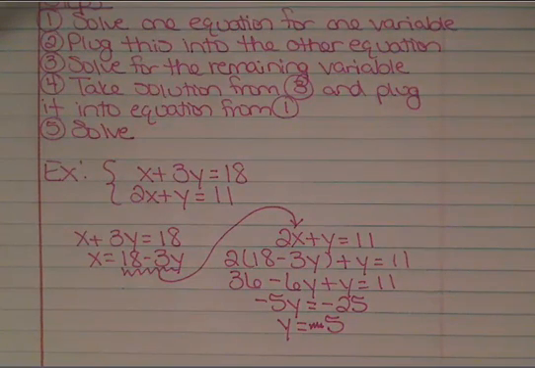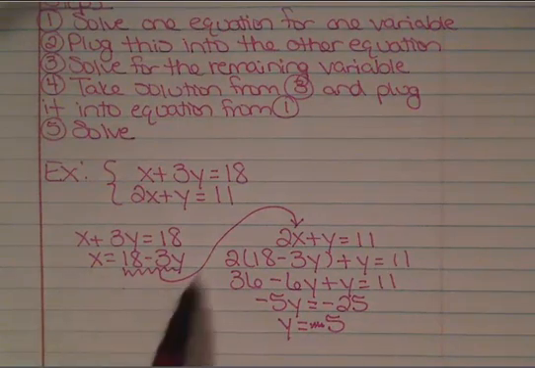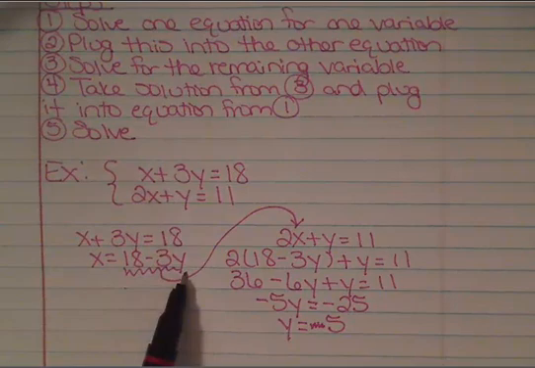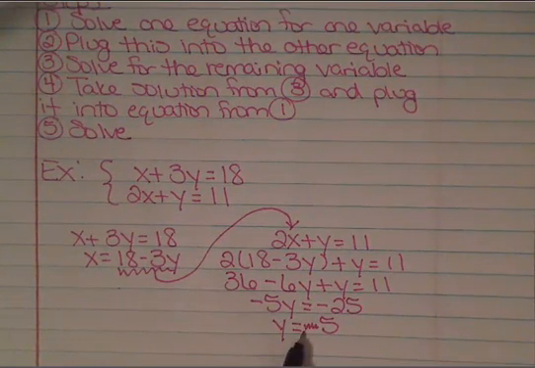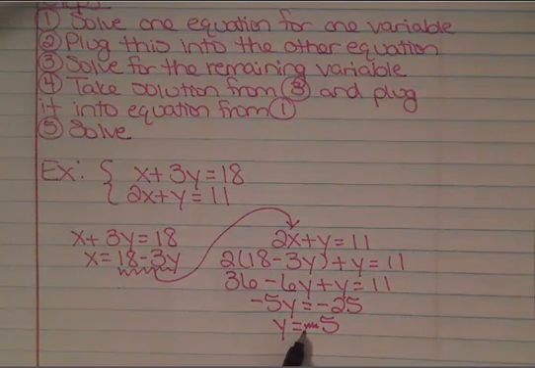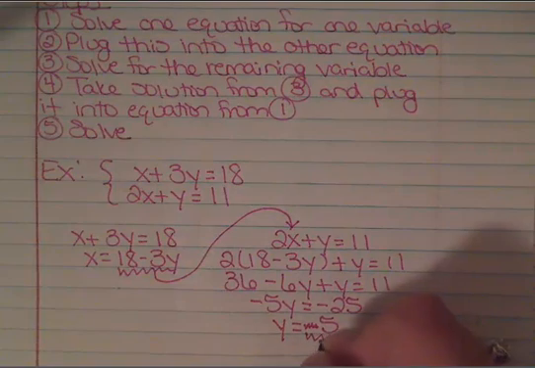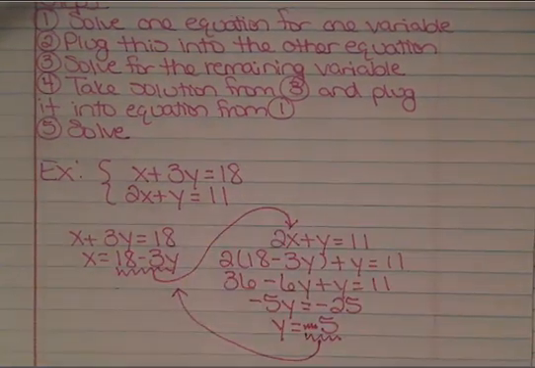So step 4 says we take this solution that we just got and we're going to plug it into the equation from step 1. That's this equation over here, x equals 18 minus 3y. So now anywhere there's a y, we're going to plug in 5. Okay, so we're taking this right here, and we're going to plug it in over here. Lots of arrows.